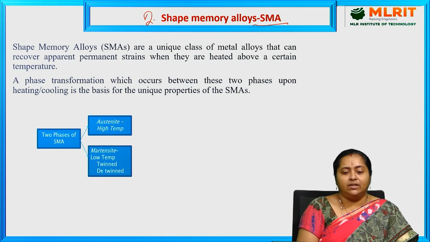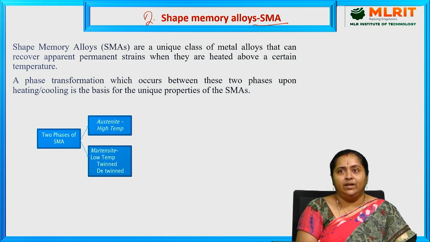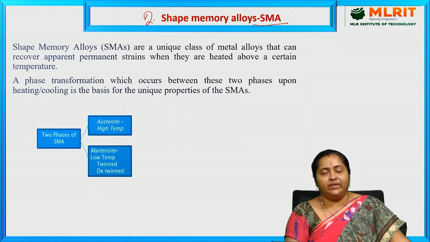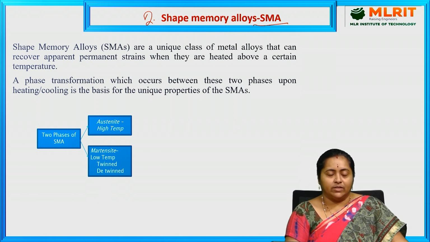Shape memory alloys are a unique class of metal alloys that can recover apparent permanent strains when they are heated over a certain temperature. If any material is subjected to a heating process with a certain amount of temperature, then they will behave accordingly. On heating they will convert into another shape, on cooling they will come back to their original form. That's why these SMAs are defined as a unique class of metallic alloys that can recover apparent permanent strains when they are heated above a certain temperature.